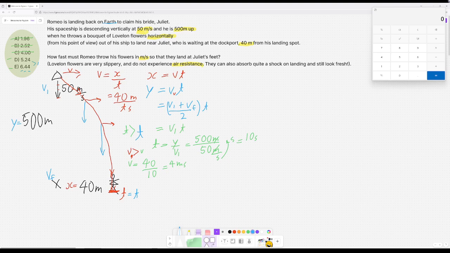So let's start here now using this equation we have for displacement. What else do we know? We know that acceleration equals the change in velocity over time.